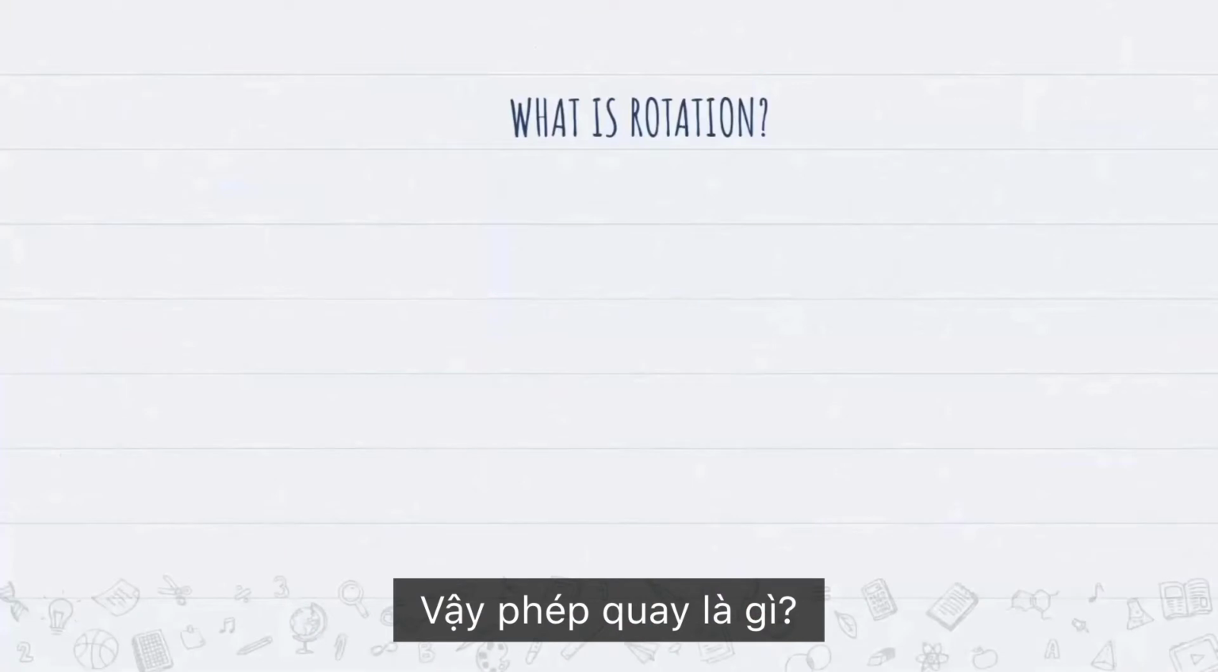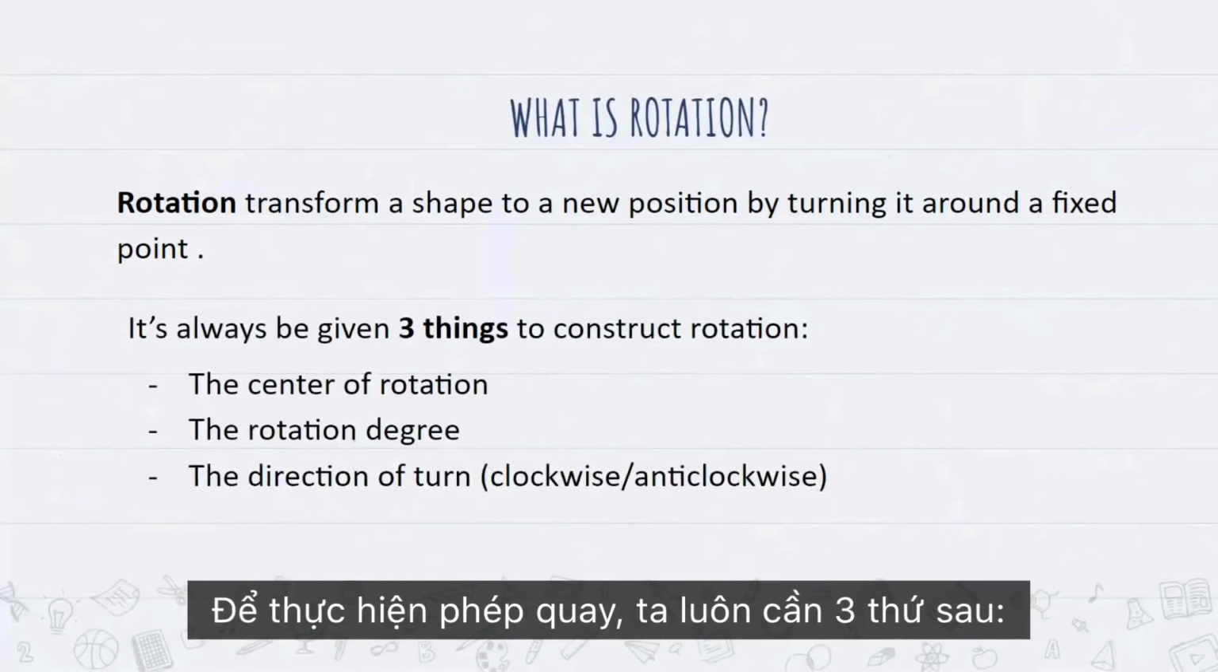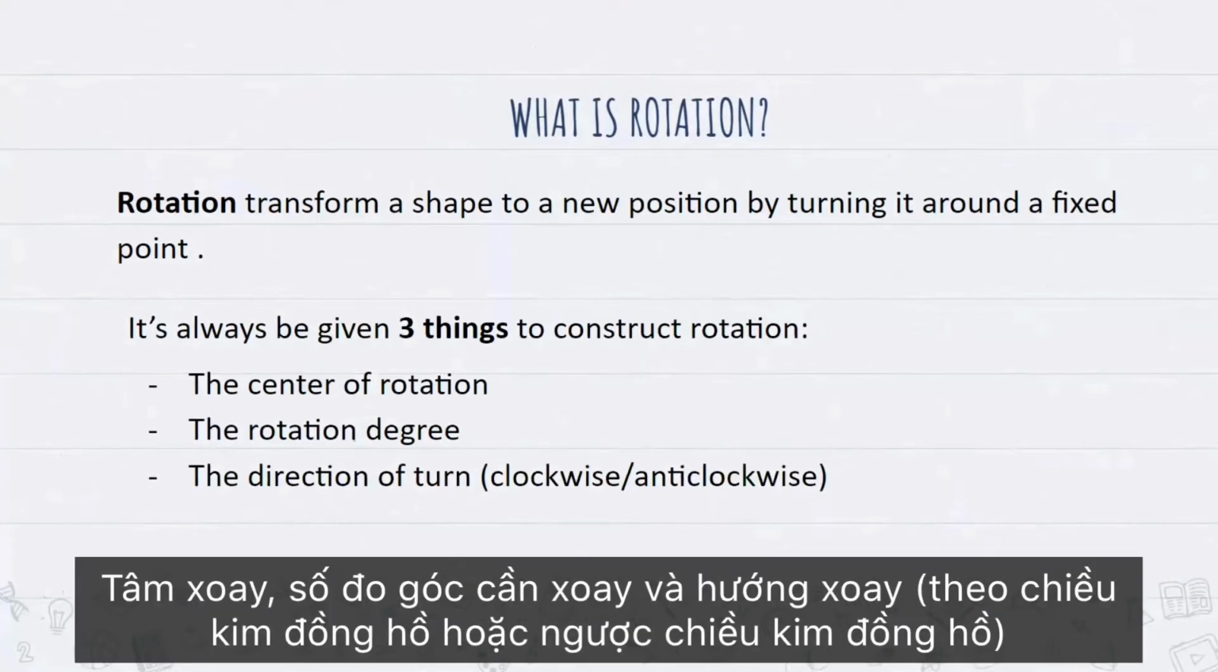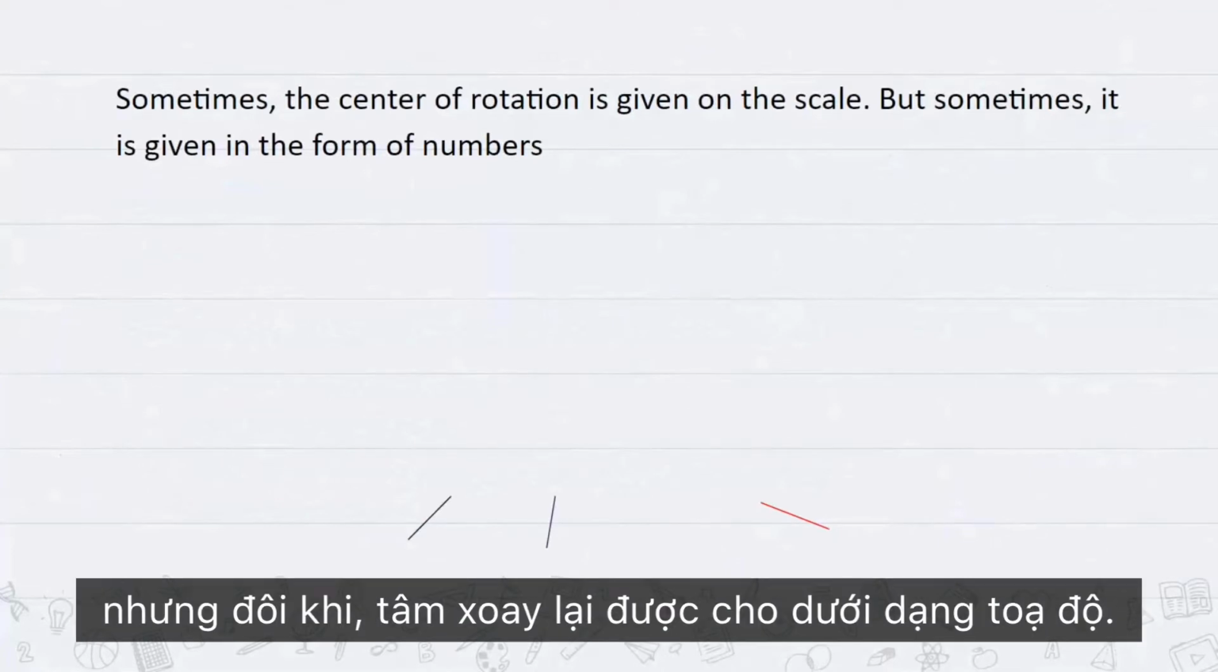So what is rotation? Rotation transforms a shape to a new position by turning it around a fixed point. You are always given three things to construct a rotation: the center of rotation, the rotation degree, and the direction of turn.